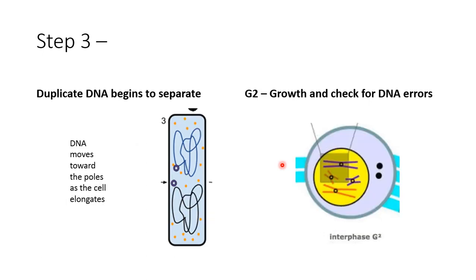Step three. For the cell cycle, that's the G2 phase, and for prokaryotes, the DNA moves toward the poles as the cell elongates. Well, in this phase, there's actually a check where it makes sure that the DNA was replicated okay and errors are fixed, and then it's also a time for the cell to grow more, get more energy, because it's going to be going through a big replication.